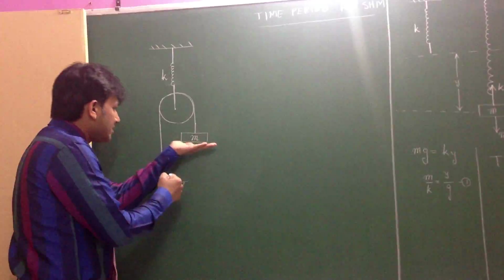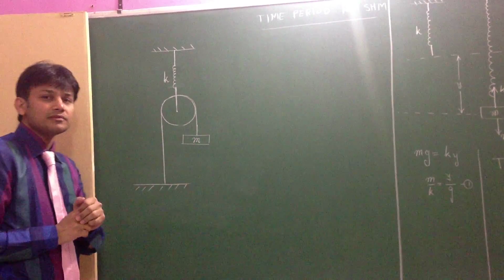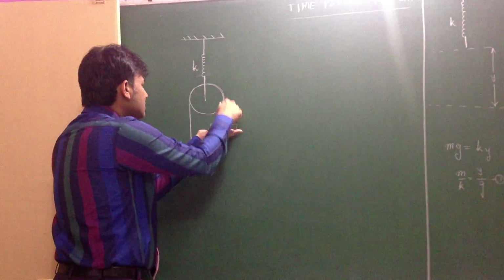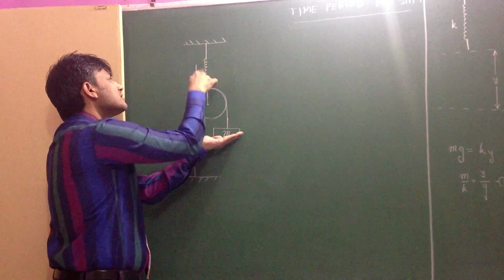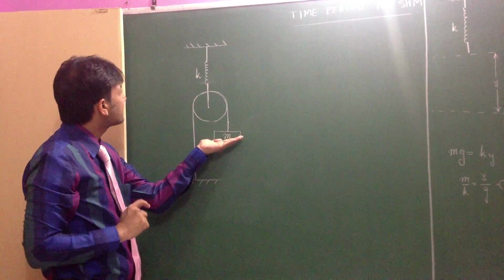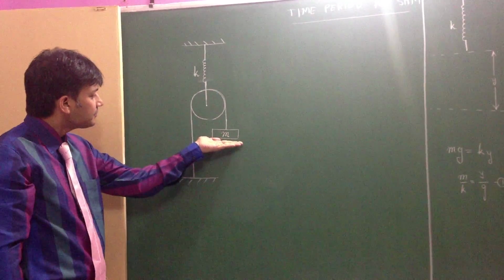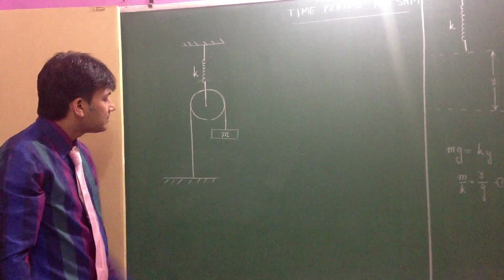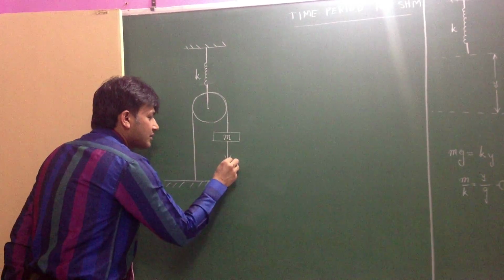That means I am holding it. I have not allowed it to come down. That means if I am holding it, there is no tension in this string, and even there is no tension in the spring. It is also a relaxed spring. There is no extension or compression in the spring. Now, as I remove my hand, this weight force will start functioning.